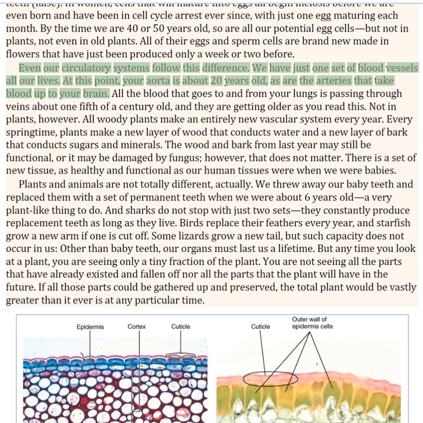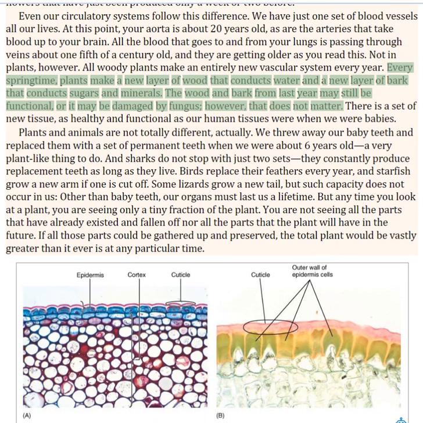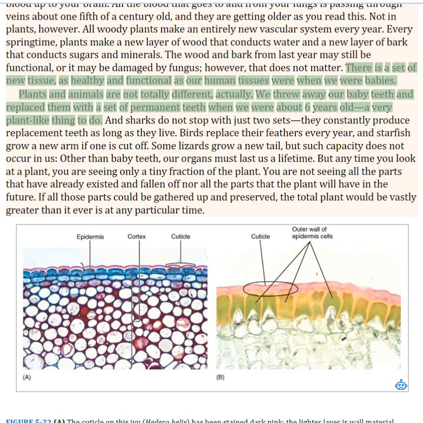We have just 1 set of blood vessels all our lives. At this point, your aorta is about 20 years old, as are the arteries that take blood up to your brain. All the blood that goes to and from your lungs is passing through veins about 1/5 of a century old, and they are getting older as you read this. Not in plants, however. All woody plants make an entirely new vascular system every year. Every springtime, plants make a new layer of wood that conducts water and a new layer of bark that conducts sugars and minerals. The wood and bark from last year may still be functional, or it may be damaged by fungus, however, that does not matter. There is a set of new tissue, as healthy and functional as our human tissues were when we were babies.